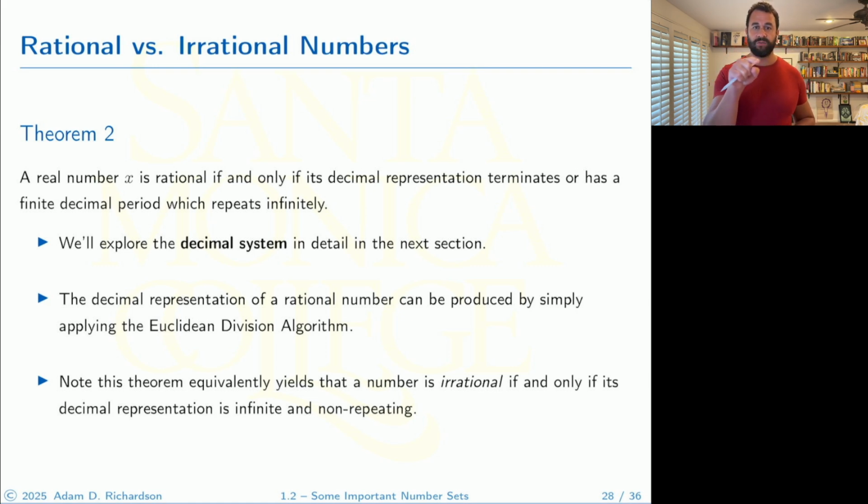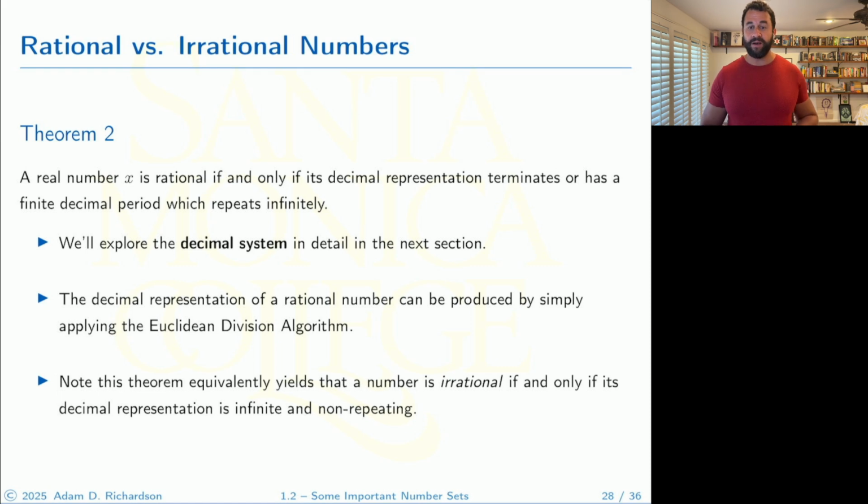It could be like 1, 2, 3, 1, 2, 3, 1, 2, 3, and so on, right? So if you have a rational number, that has to happen. Or if that's happening with the number you're looking at, then it must be rational. Okay, so that's a property of rational numbers. We're going to explore the decimal system in more detail in 1.3. But how do you produce the decimal representation of a number? The Euclidean division algorithm. You just run the division algorithm. We're going to do an example in a moment here.